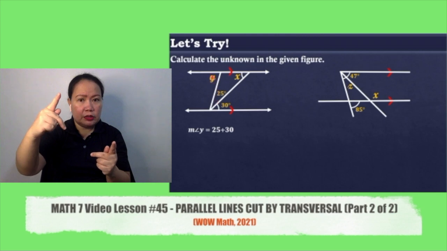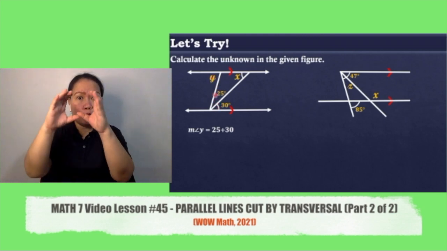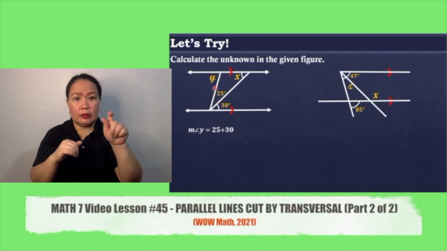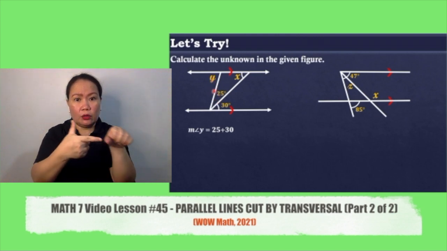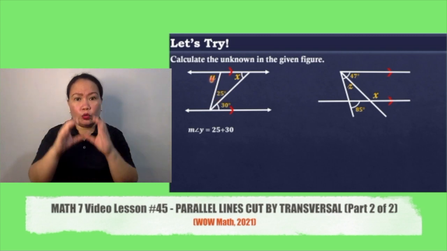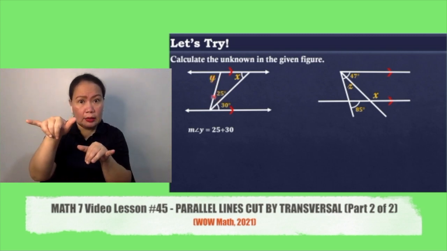So, ibig sabihin, congruent sila. Kasi ano yan? Alternate interior. Gamitin mo yung concept. Alternate interior angles are congruent. So, ibig sabihin, yung measure ni angle Y mo is equal to this angle.